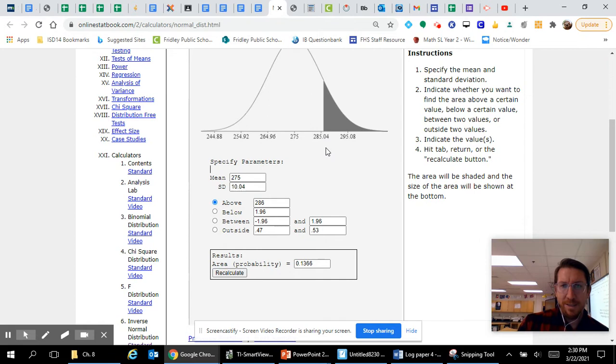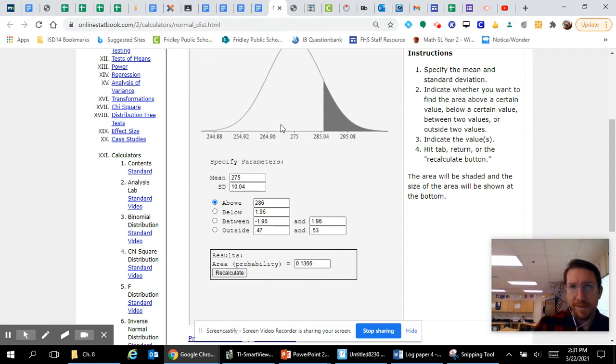So that tells me to get a bench press of 286 or higher is going to happen about 13.6% of the time if we're sampling 30 random people given this data. If it happens 13% of the time, we want to ask, is that rare? Is it rare enough to reject the null hypothesis? And 13% is not very rare.